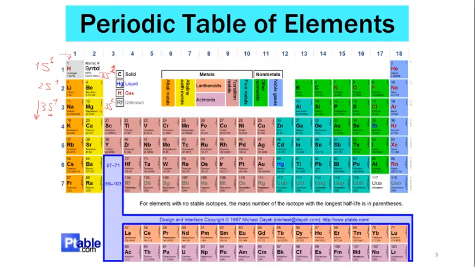P orbitals will be filled in that part, and the number of the group can be calculated by adding 10 to the number of electrons in the p orbitals and the number of electrons in the s orbitals. Of course, the last p orbital and the last s orbital.